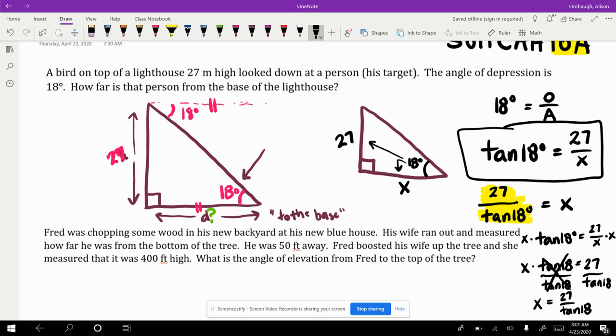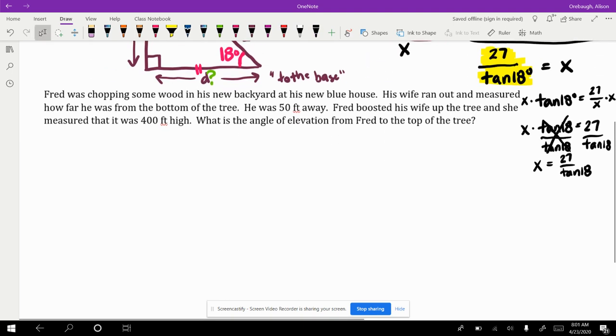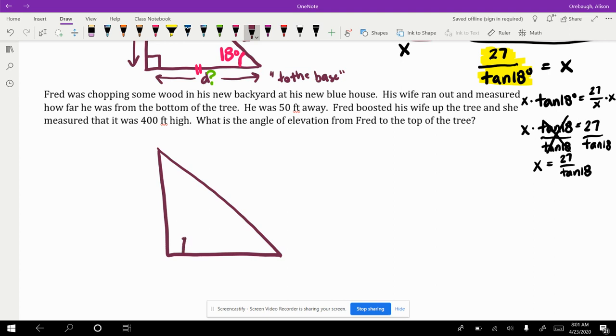Okay, so let's look at another one. I know my triangle is going to look the same, so I'm just going to draw that now. I know I'm going to be using this angle. Fred was chopping some wood in his new backyard at his new blue house. His wife ran out and measured how far he was from the bottom of the tree. He was 50 feet away. So I think this is going to be our 50.